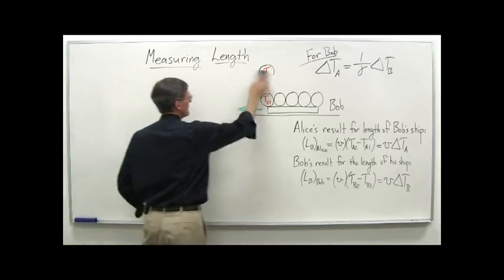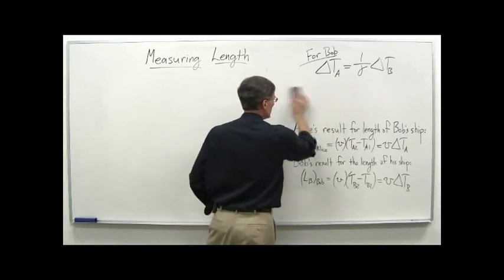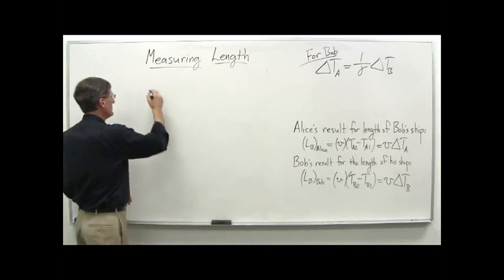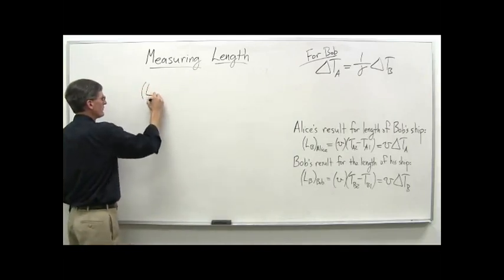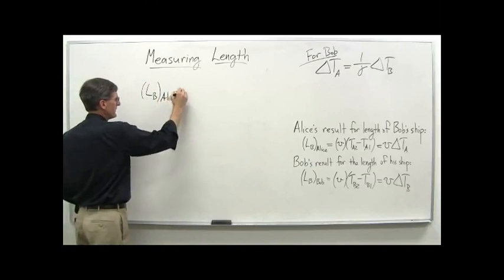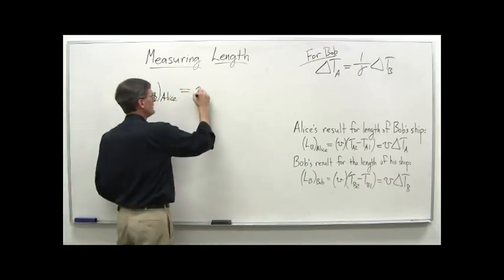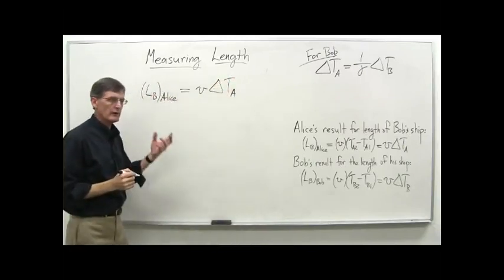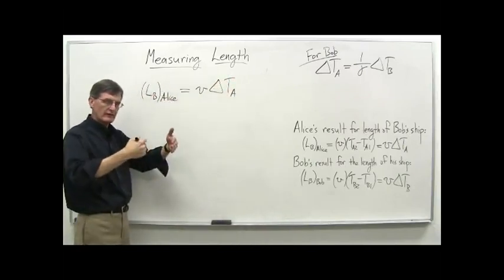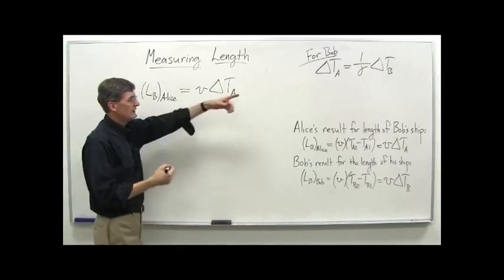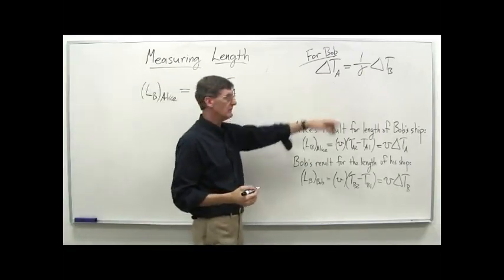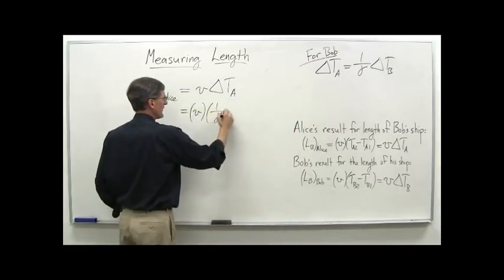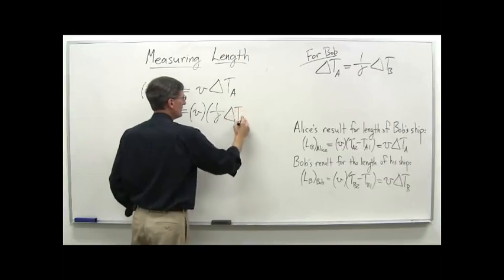But let's look at these results here. Okay, so we get LB. This is Alice's result for the length of Bob's ship. LB Alice, we said, was V delta TA. But Bob is saying that delta TA, that time difference, is actually 1 over gamma delta TB. So this becomes V times 1 over gamma delta TB.